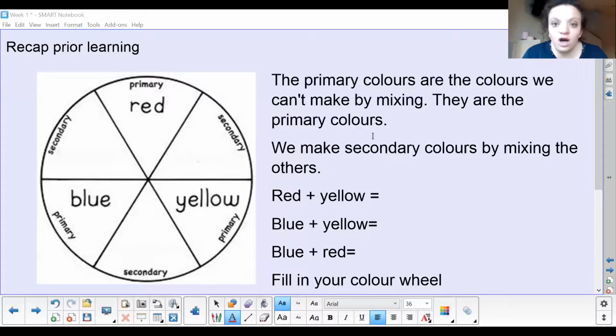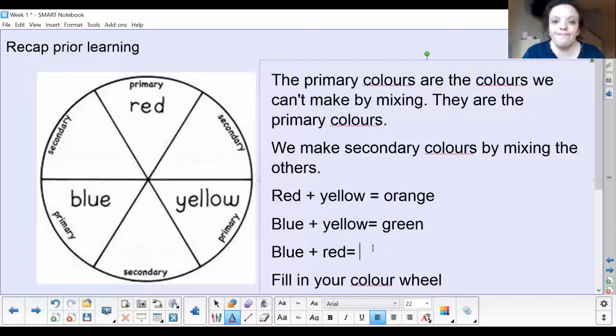Okay, and your answers should be red and yellow, they make orange. Blue and yellow make green. And blue and red make purple. So in here, blue and yellow would put green, red and yellow would put orange, blue and red would put purple. Well done, fantastic.